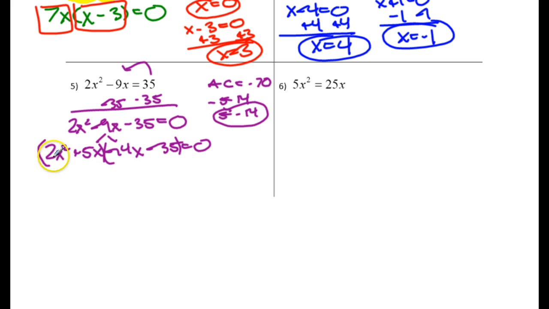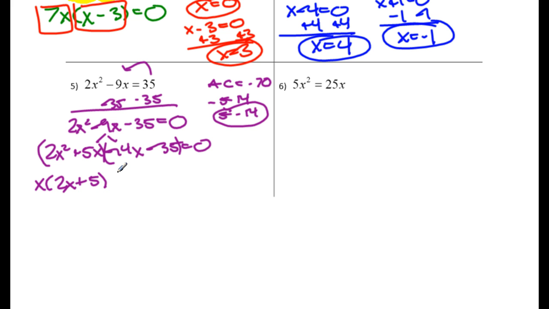Alright, look at the first binomial. I can't divide these by the same number. So now look at the variable. I can pull out 1x from both. So if I divide by x, 2x squared divided by x is 2x. 5x divided by x is positive 5.